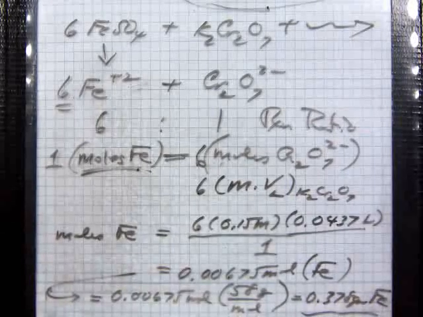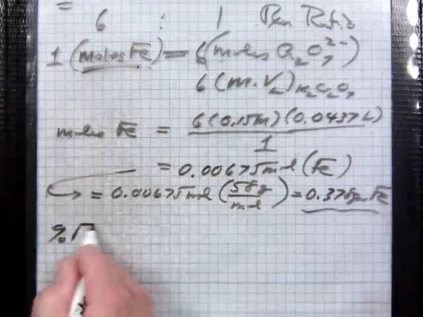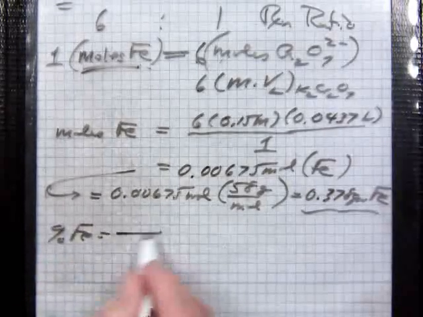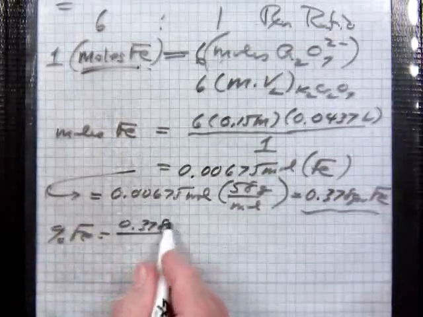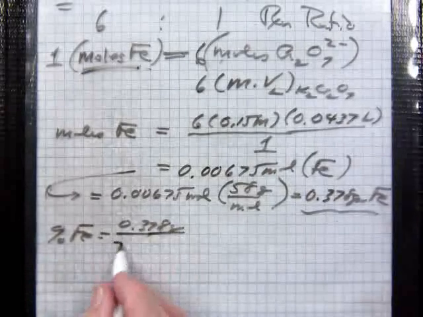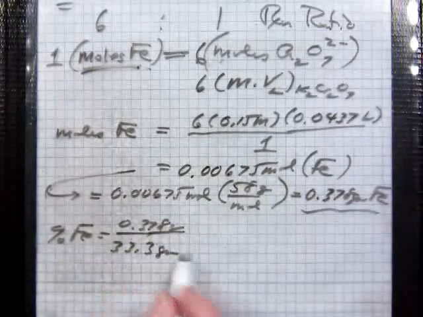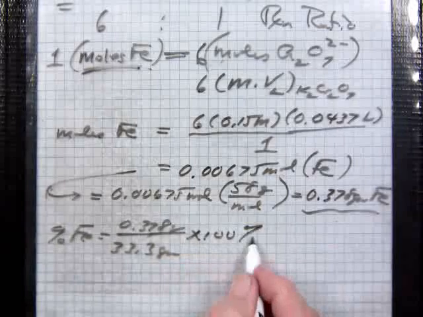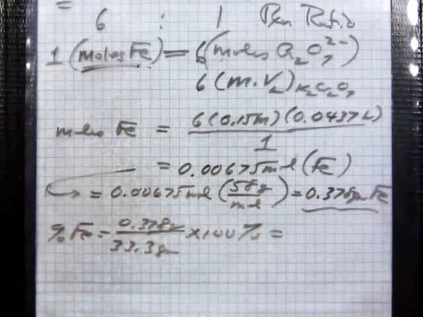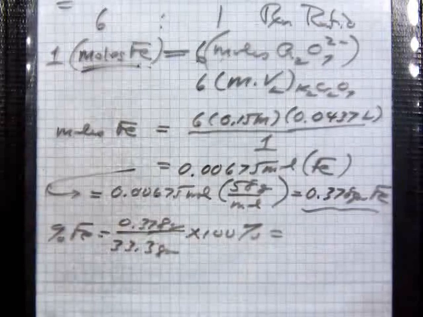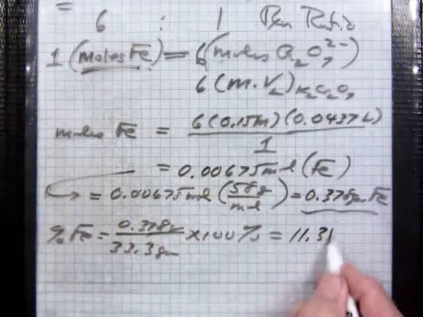We went to moles, and then our sample weight's 3.3 grams. So now I can get the percentage of iron. 0.378 grams of iron and 3.33 grams of the ore times 100%. See what I got, 11.35%.